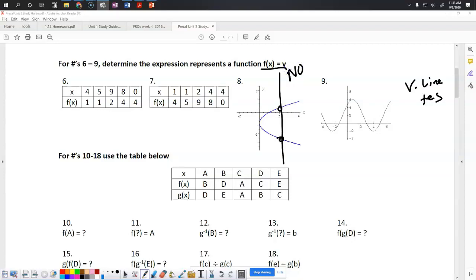Now, for the next one, here's my input row. So for this one, no matter where I draw a vertical line, it only hits it once. That means every input has 1 output, so that would be a yes. Okay?